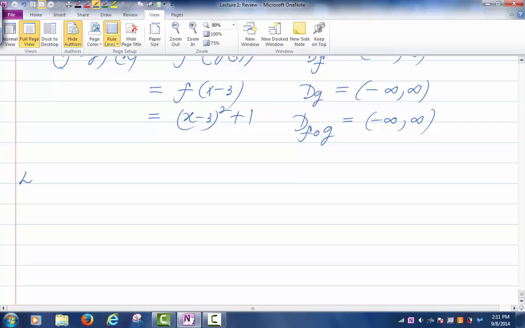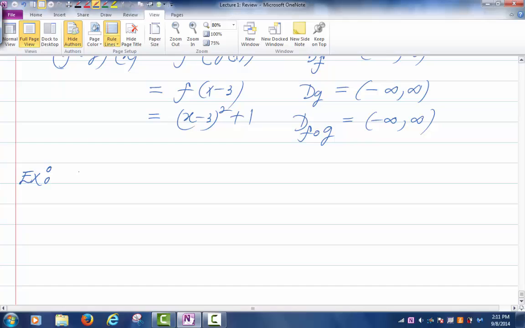Let's look at another example. Last time I gave you an example where I computed f circle g and g circle f, and we saw that they were not the same. And so f circle g and g circle f, generally they are unequal, right? They are not the same.